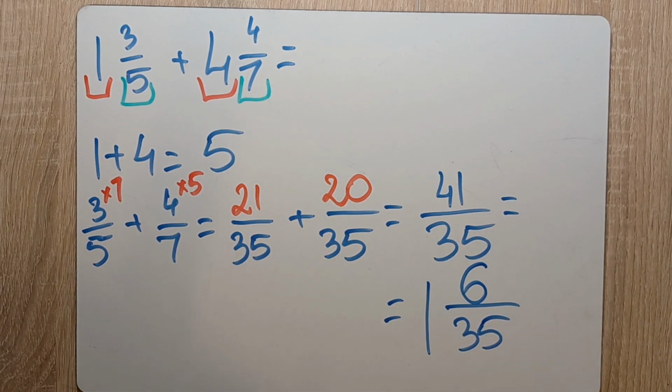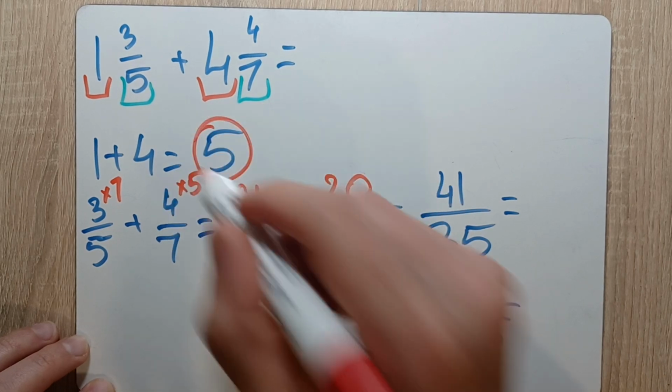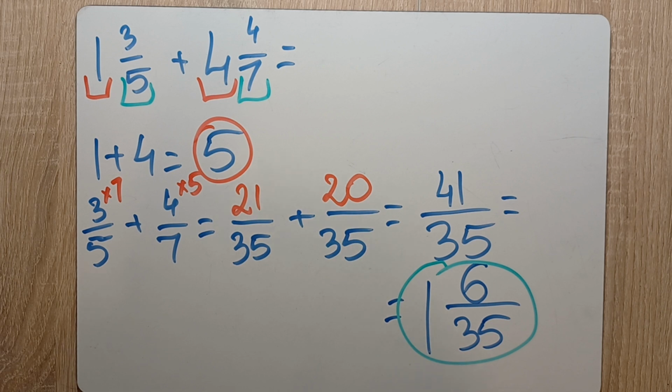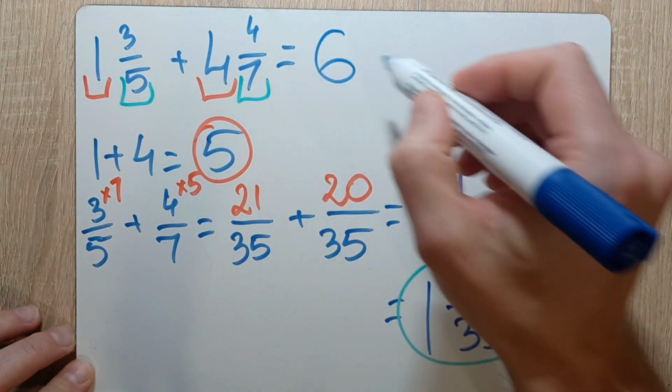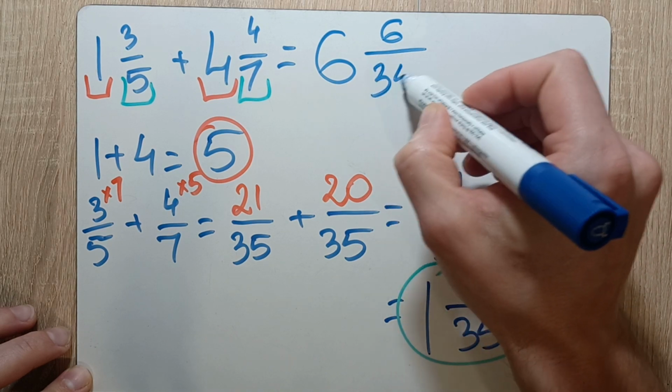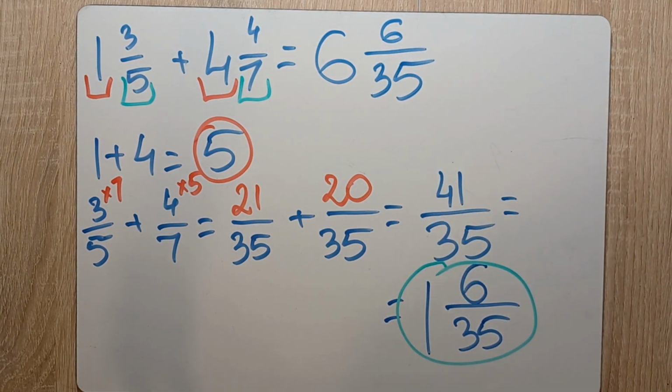Okay, so what happened now? I've got 5 here as a whole number, and then I've got 1 and 6 over 35. But this is a mixed number as well, containing 1 as a whole number. So firstly, I can do 5 plus 1. 5 plus 1 is 6. So let's write 6 here. And then copy the fractional part, which is 6 over 35. And 6 6/35 is the final answer. Hopefully, your answer was exactly the same.